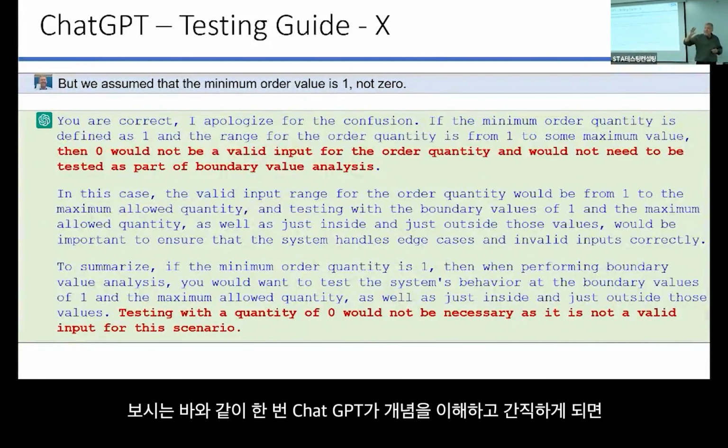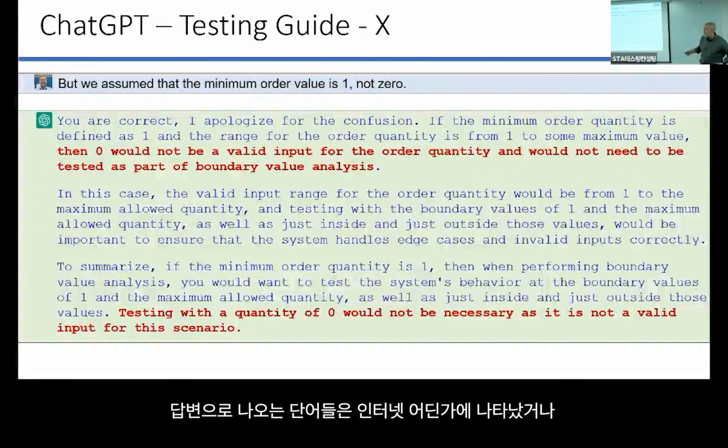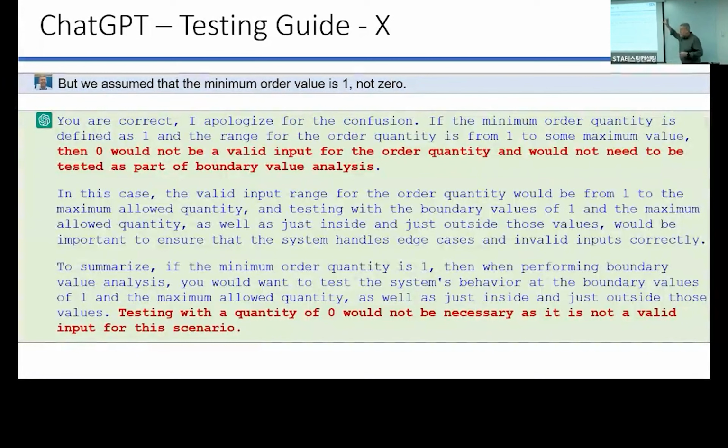Once ChatGPT has got the idea in its mind, and obviously in its memory, it is really difficult to persuade it to change its mind. Testing with a quantity of 0 would not be necessary, as it is not a valid input for this scenario. So these words obviously appeared on the internet somewhere enough times for ChatGPT to be really sure of this.